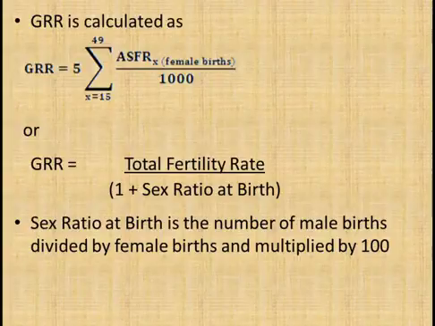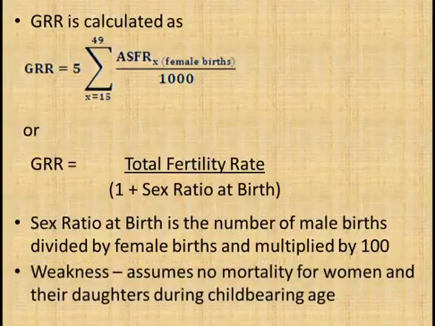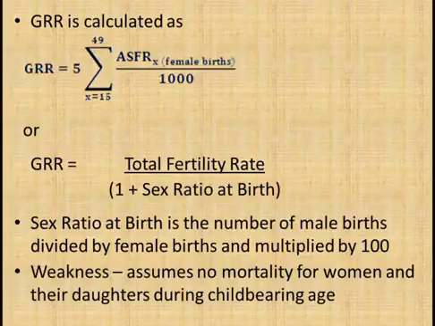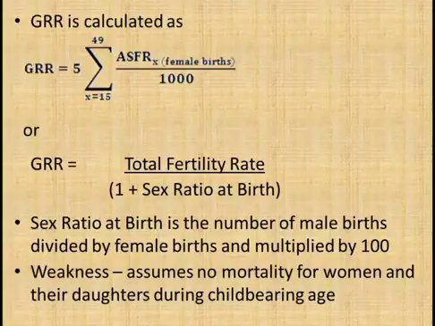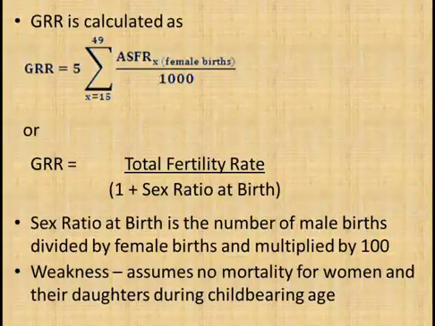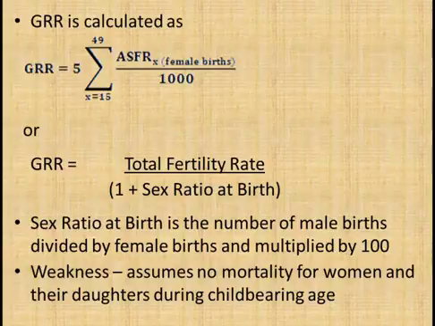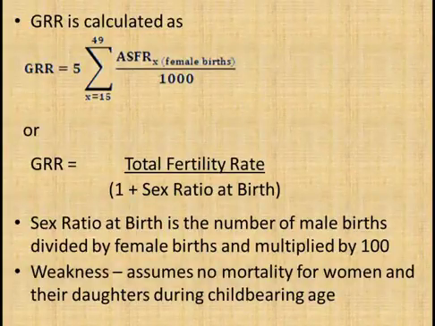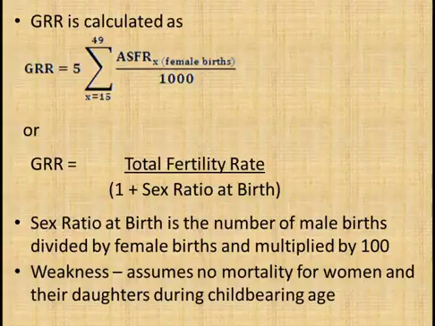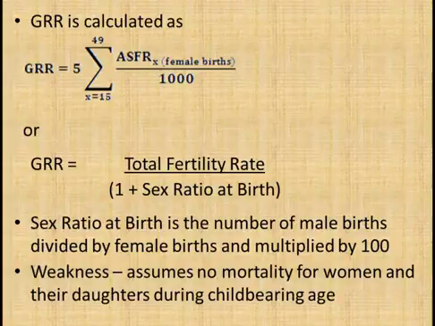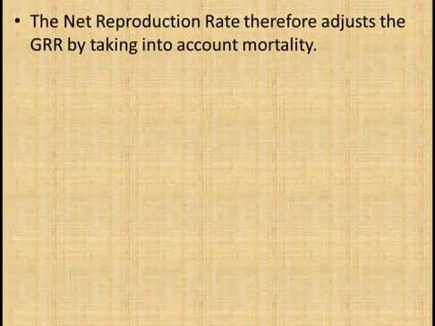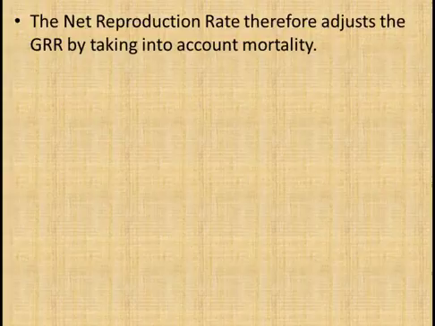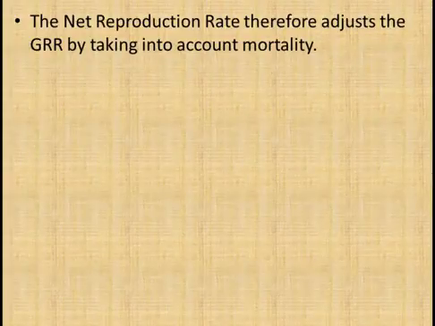The weakness of the gross reproduction rate is that it assumes no mortality for women and their daughters during childbearing age. However, we know for sure that both mothers and their daughters die during the childbearing period. We therefore have the net reproduction rate that adjusts the gross reproduction rate by taking into account mortality.